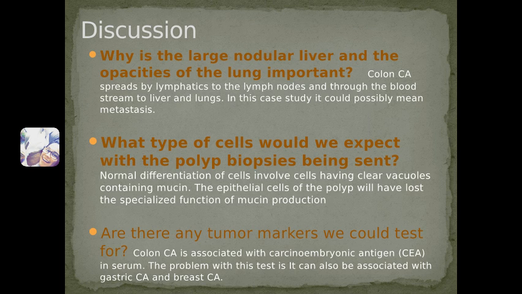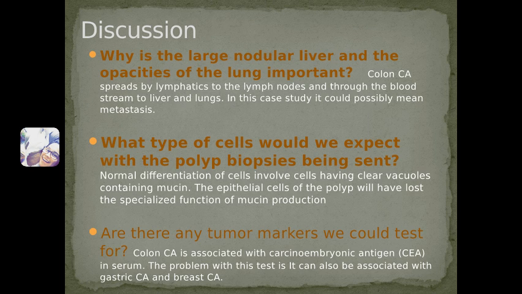What type of cells would we expect with polyp biopsies being sent? So normal differentiation of cells involves cells having clear vacuoles containing mucin. The epithelial cells of the polyp will have lost the specialized function of mucin production, and I posted some pictures in the next couple slides, so we'll look at that. So that's basically what we would expect. We want to see these vacuoles in normal cells. So if we send this polyp and there are abnormalities or different sizes and shapes, then we're going to be thinking whether it's benign or malignant.